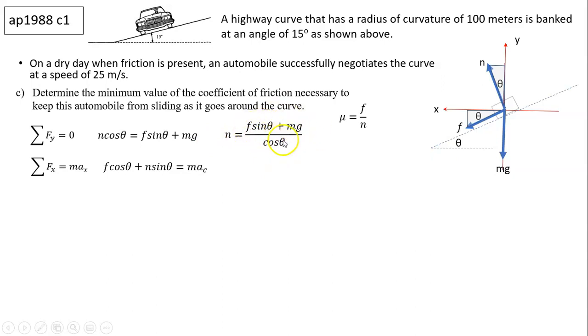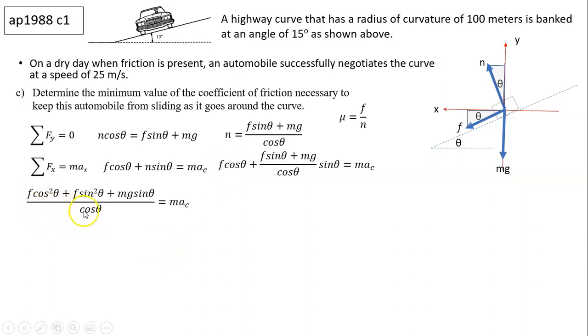Then we plug this expression into the second equation: F cosine theta plus (F sine theta plus mg) over cosine theta, times sine theta, equals mac. To add, this part has a fraction, so we have to change the first term into a fraction term, which is F cosine theta squared divided by cosine theta. Now add the two fractions together, we have a common denominator. So that's the first term. The second term, I simply distributed the sine theta with F sine theta plus mg. So that becomes F sine theta squared plus mg sine theta. That total together equals mac.